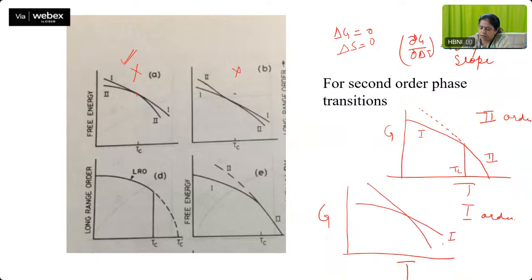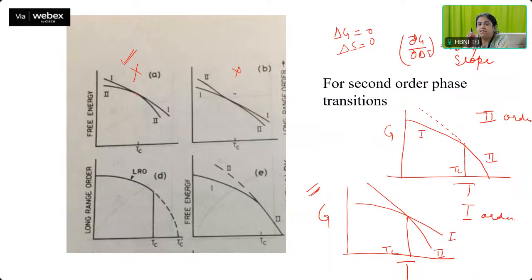This is for phase 1, this is for phase 2, this is TC. Now, what is the implication of these two graphs? This shows that if your phase transition is first order, then let's say I am above TC, I try to cool it, I reach TC. Ideally my phase 2 should now convert to phase 1, which it will, because below TC phase 1 is stable.